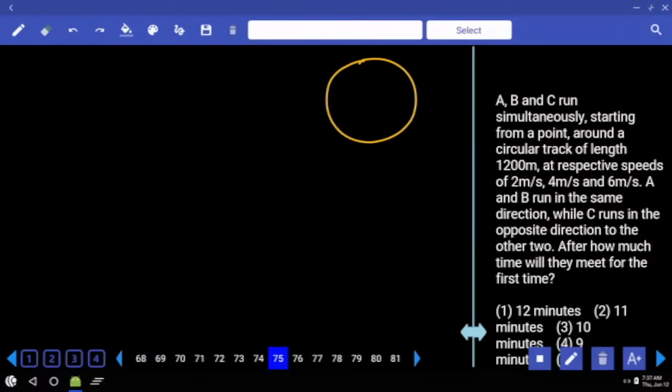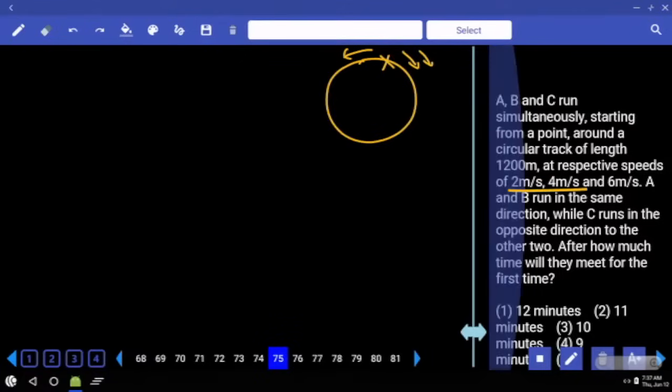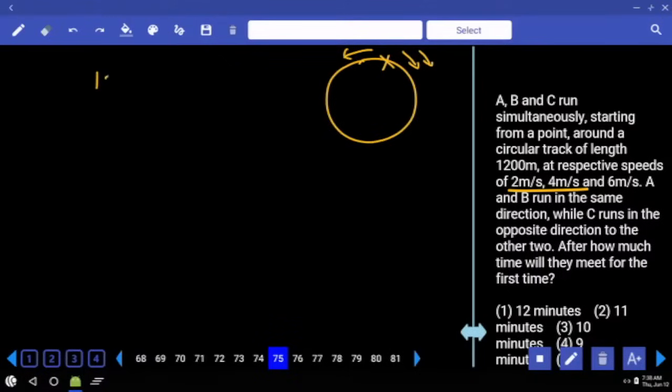Circular track. Two people are moving in this direction. The other is moving in this direction. Okay now. First two people are moving in the same direction where their speeds are 2 meter per second and 4 meter per second. Time to meet each other is when they are moving in the same direction. Distance between them I can consider as one full track, which is equal to 1200.